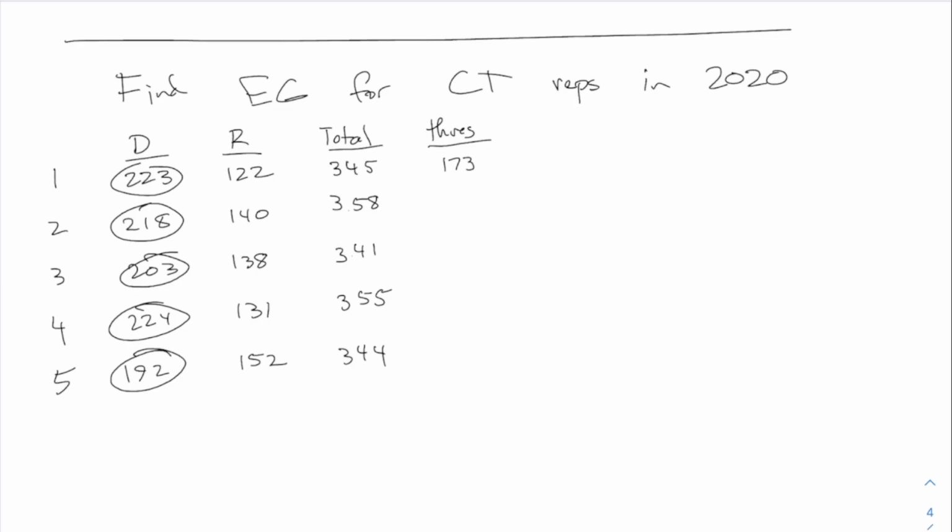So 358 divided by 2, I believe, is I think this is 179. And I add 1, I get 180. Is that right? Anybody care to correct me? I think that's right. 341 divided by 2 is 170. And then I round up to 171. 355, I got 178 on my paper. 178 times 2 would be 356. That's right. And then 344, I put 172 on my paper. All right? Those are the thresholds.